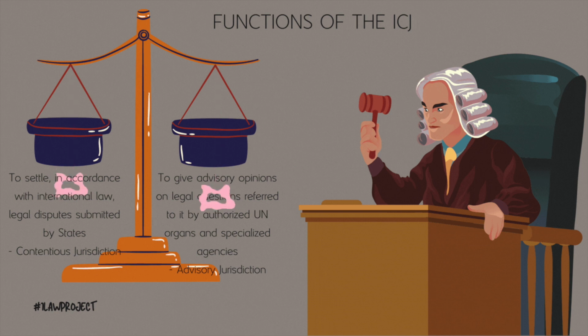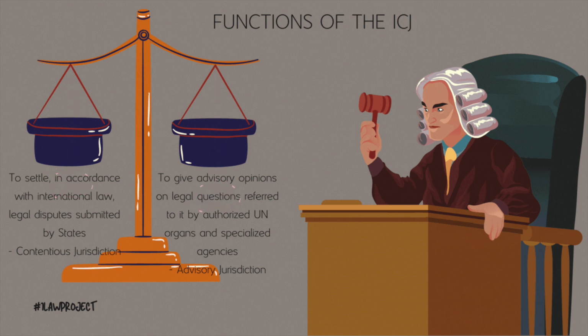The difference between both functions of the ICJ relates to the question, who is entitled to appear before the court? You see, only states, or what we refer to as countries, can bring cases before the ICJ. And this relates to the first function we mentioned a little while ago. Where the ICJ addresses disputes between states, the court is said to be sitting in its contentious jurisdiction.